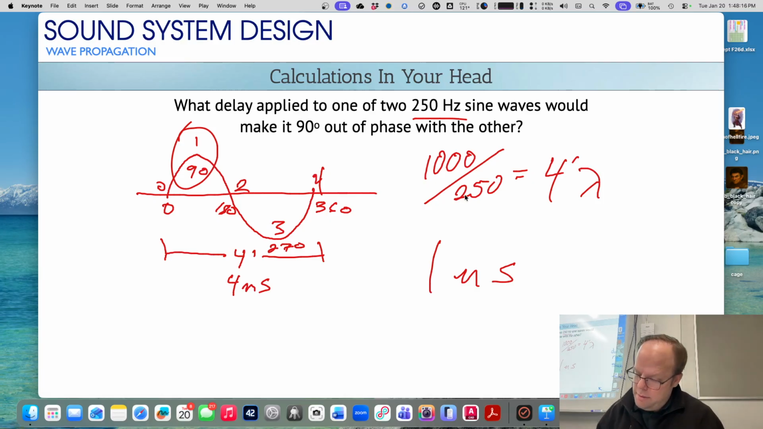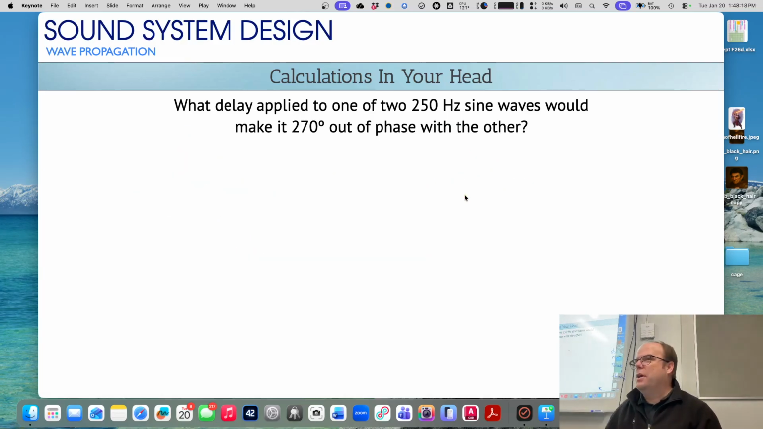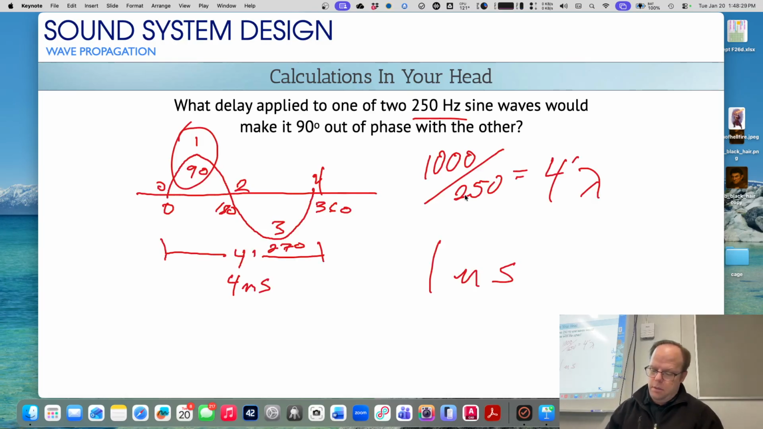Okay. Same scenario. What delay applied to that 250 hertz sine wave would make it 270 degrees out of phase with the other? Yeah, 3 milliseconds.